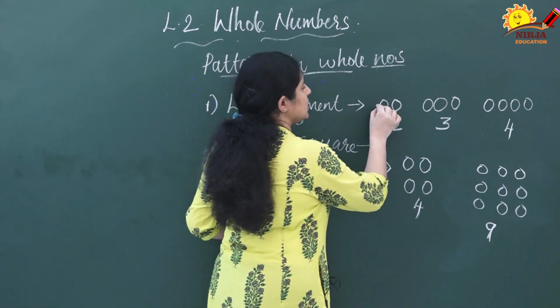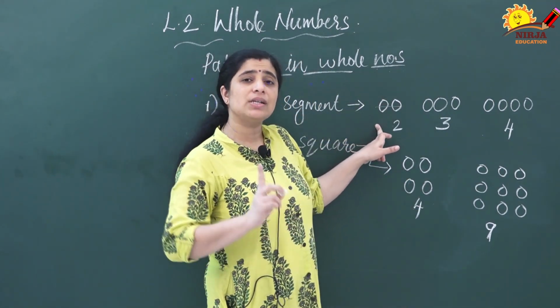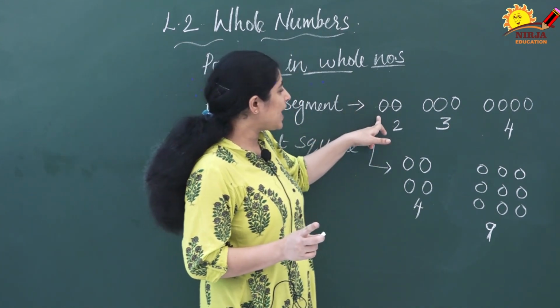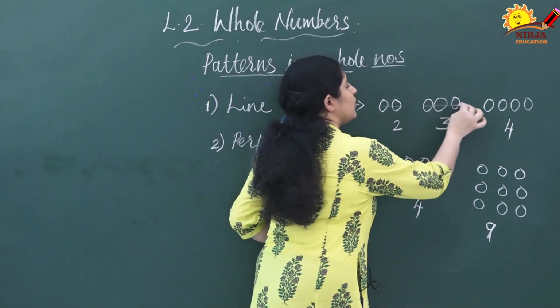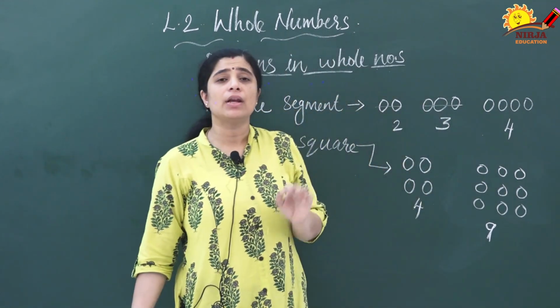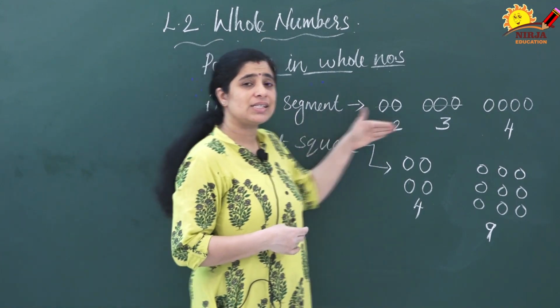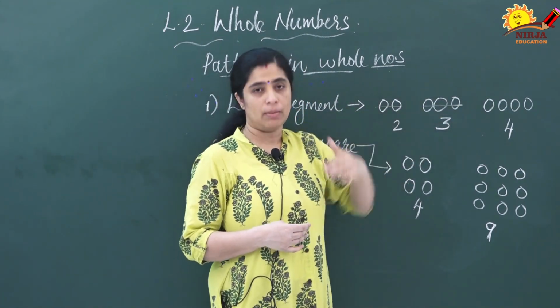So this you can see, this is like a line segment. So one we can't represent in the line segment, we are starting it from 2. So 2 can be represented in the line segment. 3 also, this is also one line segment, and 4. Like this way the numbers can be represented in a line segment. So this we can see, this is a pattern in which we can represent the whole numbers.